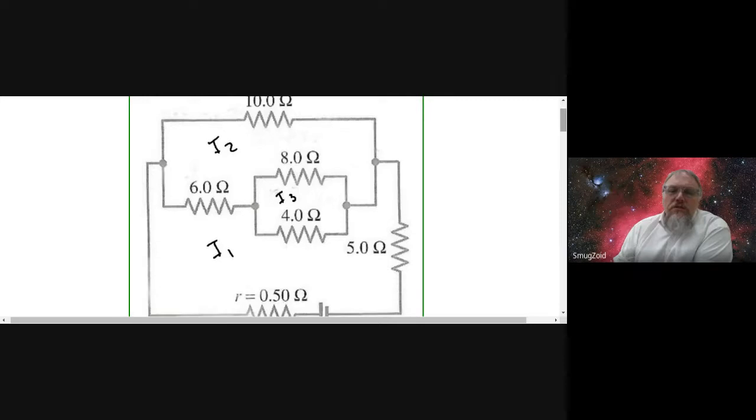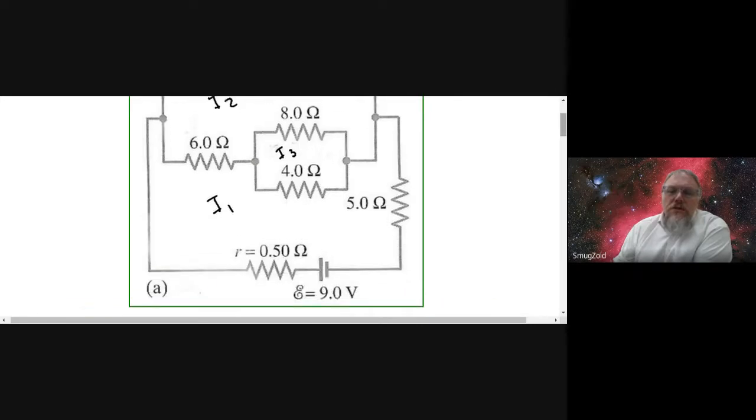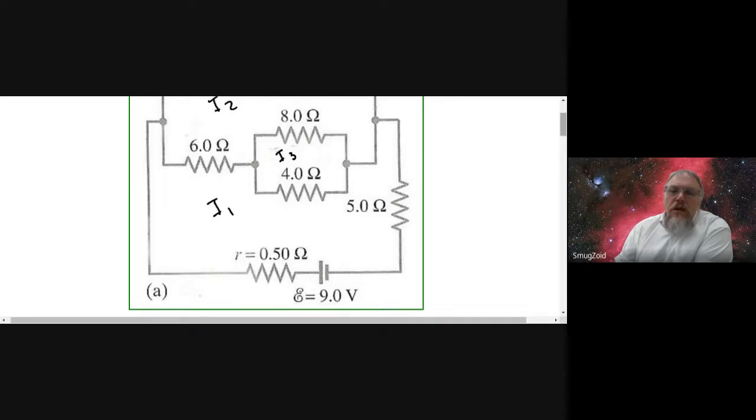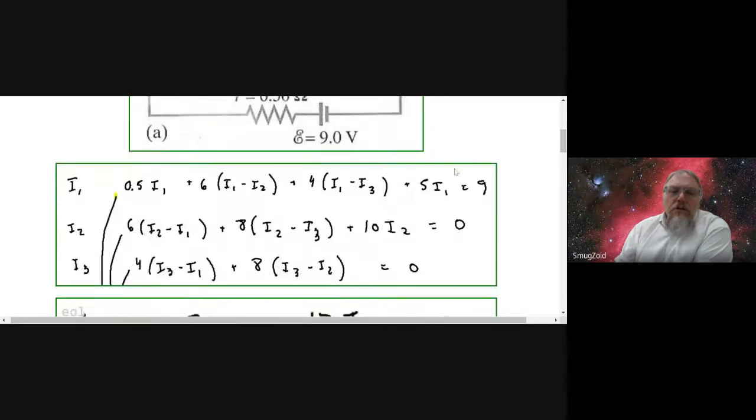The last one's the very, very inner circle. It's only 2 resistors. So 4 is going to be I1 and I3. So it's I3 minus I1. And 8 is going to be I3 minus I2. And that's why you get this equals 0.